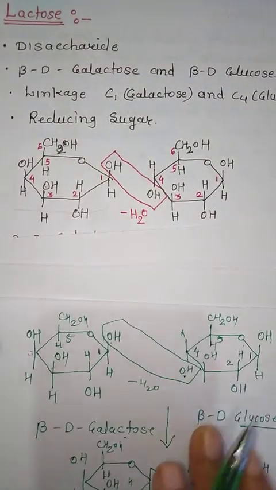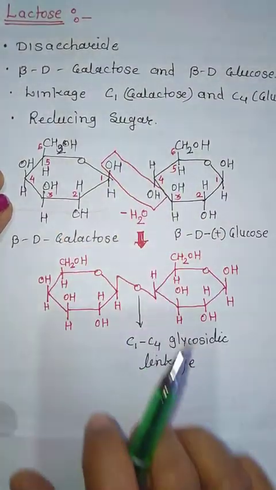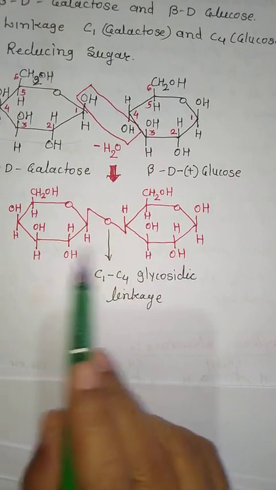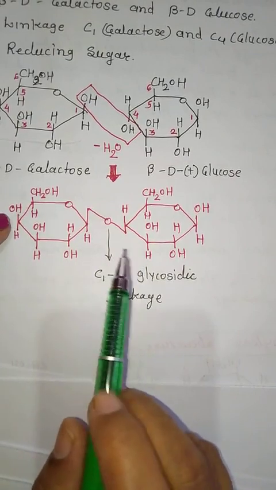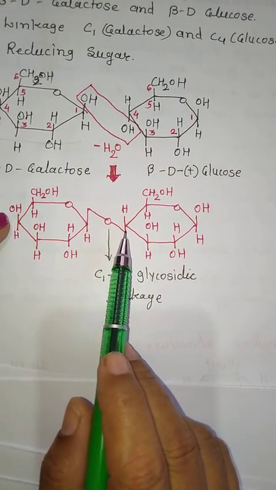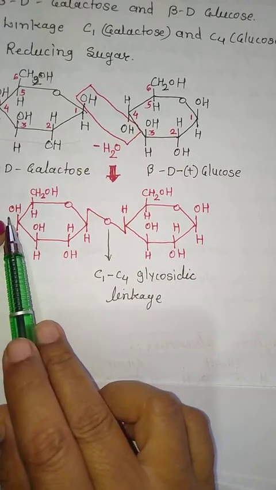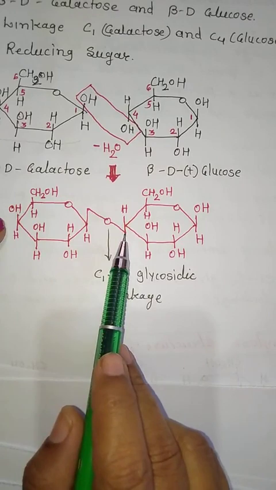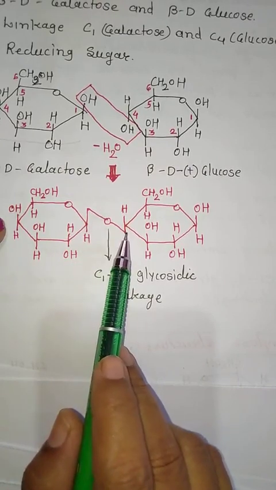ठीक है, so this is only the structure, students, which I have shown here. You can see the structure here. This is the structure of galactose where the fourth carbon configuration is different. ठीक है, in galactose the fourth carbon hydroxyl group is above, and in glucose it is down. ठीक है, और C1C4 में linkage है.